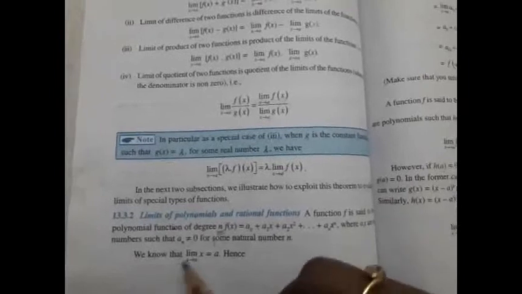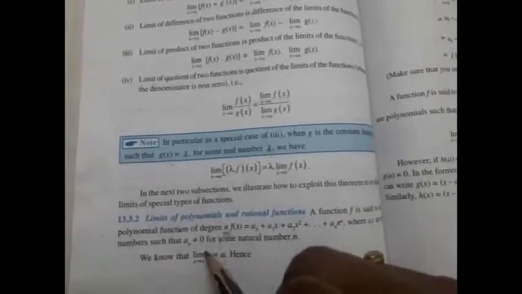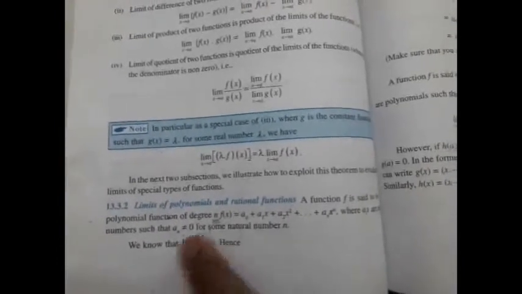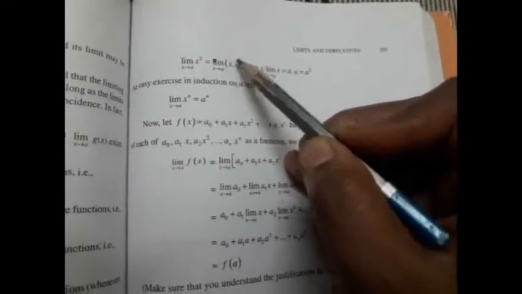Now we know that limit x tends to a, x is equal to a. Yes or no? When x tends to a, the function itself is x, the same number. Therefore, the functional value will also approach a only. If this is the case, then what will happen to limit x tends to a x square? x square can be written as x into x. Now we have two functions like f of x into g of x. Just now we have seen algebra of limits. The product we can segregate.